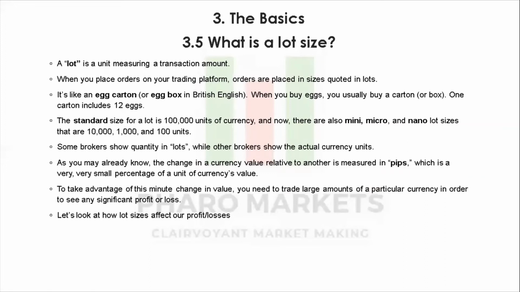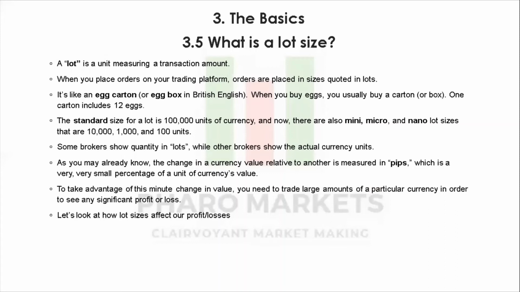Now there's also mini, micro, and nano lot sizes, which are 10,000, 1,000, and 100 units. And with the mini, micro, and nano, that's where the risk becomes less and less when you trade. Some platforms will show quantity in lots, while some will show the actual units. What works for me is that I like seeing the lot sizes. It's easy for me to calculate my risk like that.